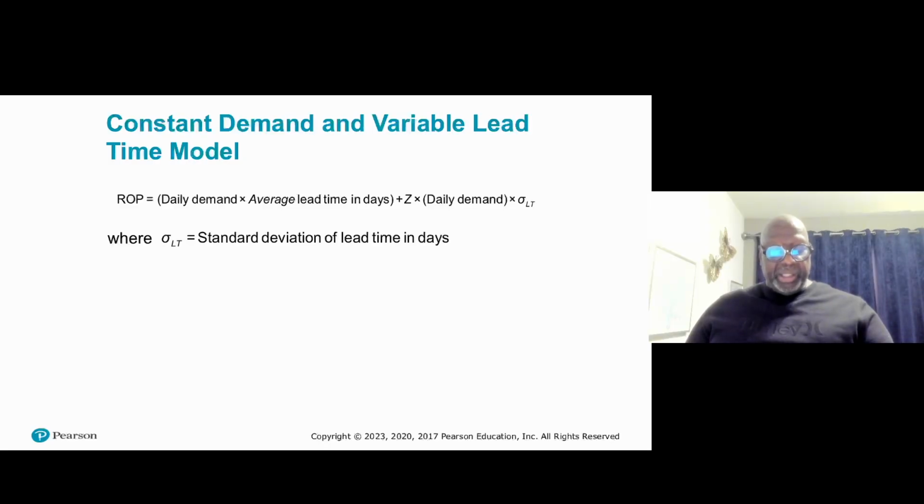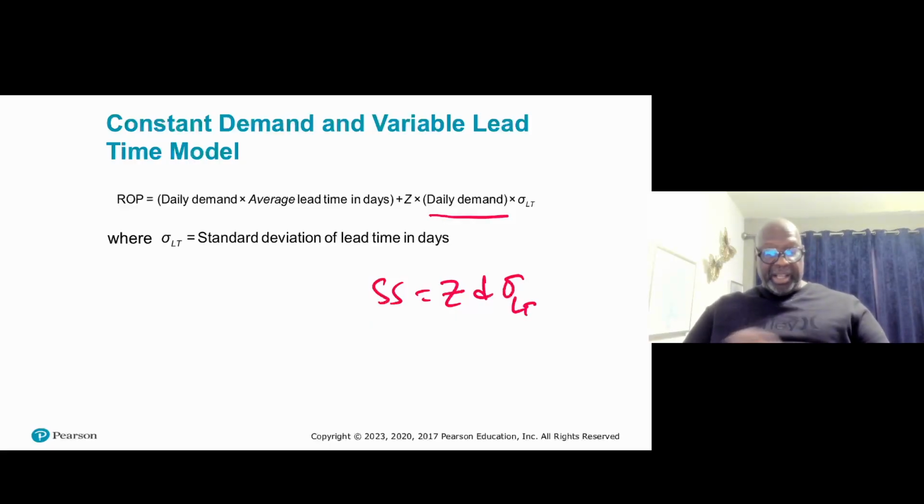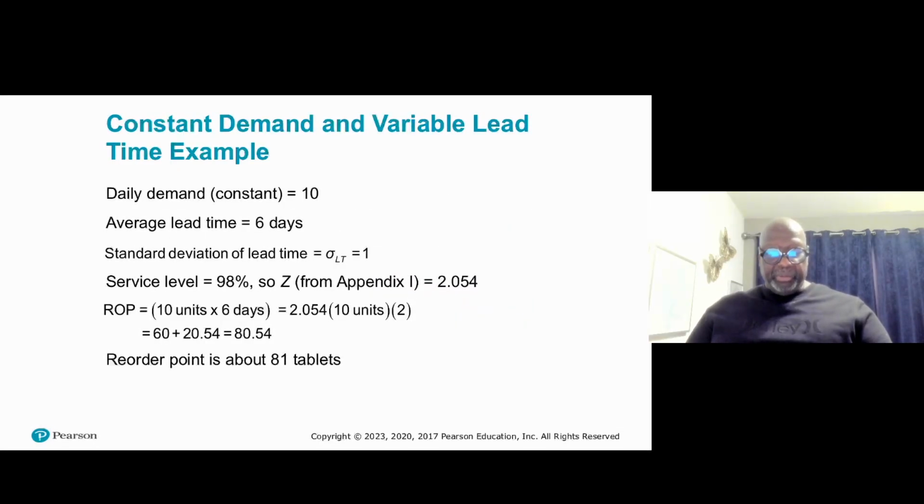Constant demand, variable lead time. So in this case, your safety stock is Z times the demand, because remember the demand is constant, times the standard deviation of your lead time. That's the scenario that I mentioned as well. And then here's an example. The standard deviation of lead time is 1. And I believe there's an error in this problem. There should be 1, not 2.